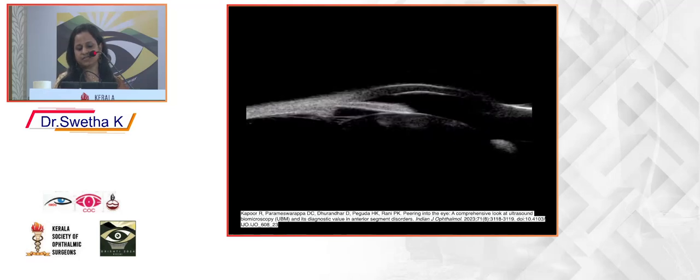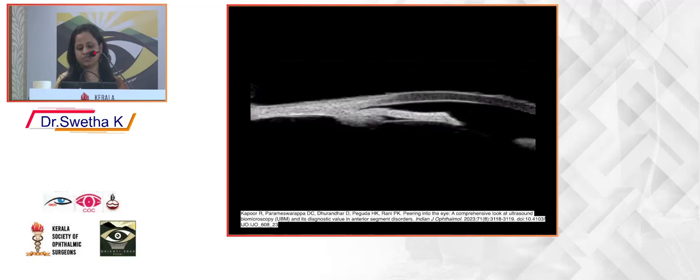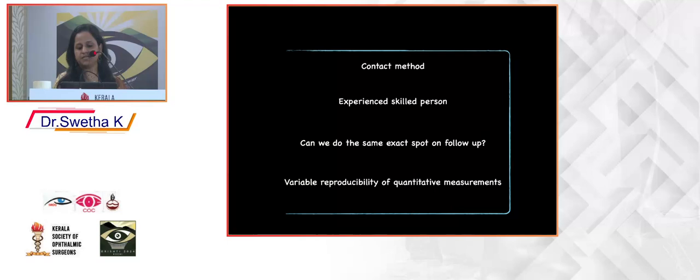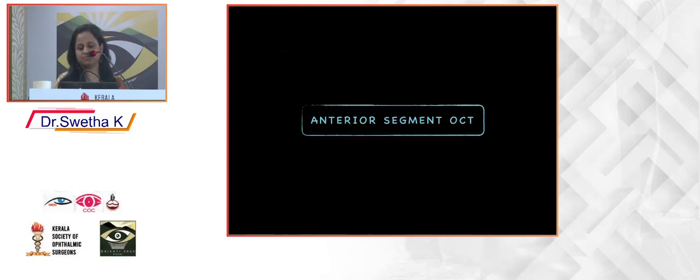So this is an example of an angle closure where you can see the pupillary block and the angles are closed. And this is an example of a plateau iris where you can see the anterior rotation of the ciliary body and the double hump sign of the iris. And even the iris and whatever is behind the iris, like a cyst, these can be diagnosed only with ultrasound biomicroscopy. But the limitation is, it is a contact method. We need an experienced, skilled person, and repeatability is an issue, and it is time consuming.